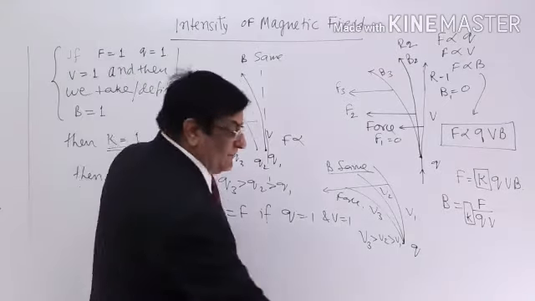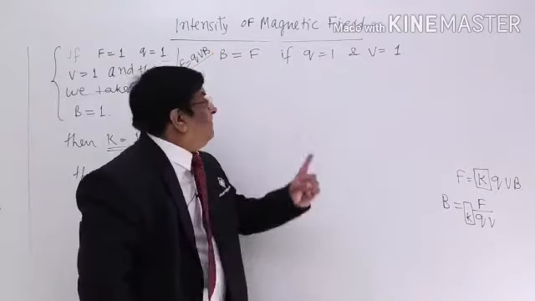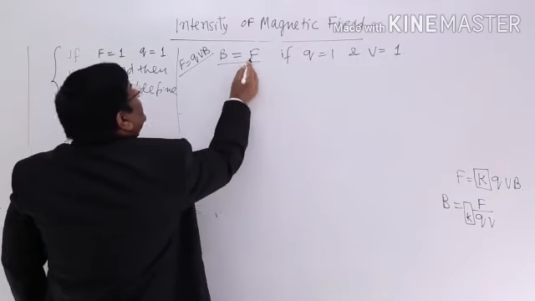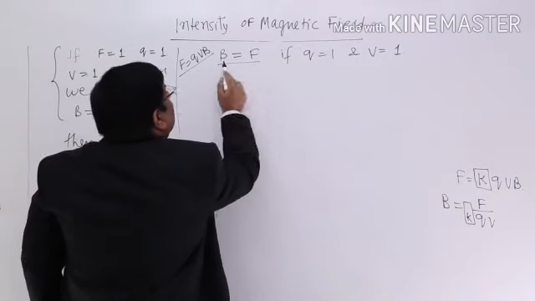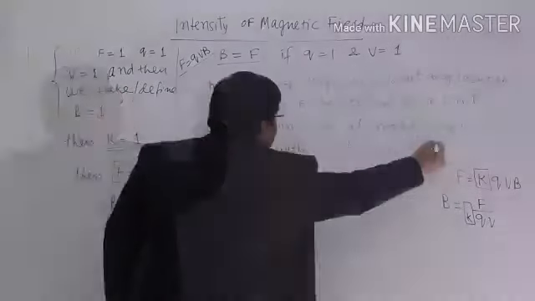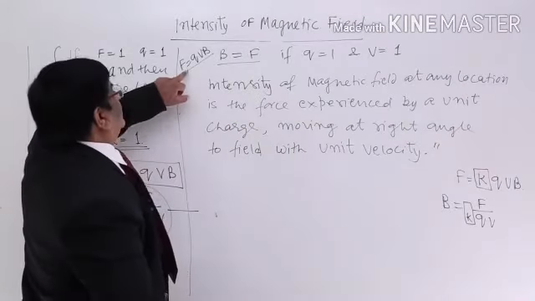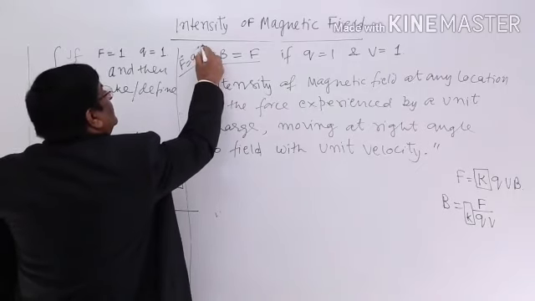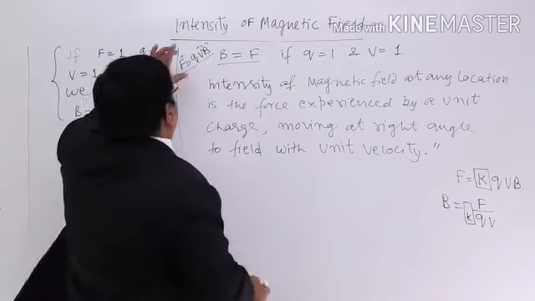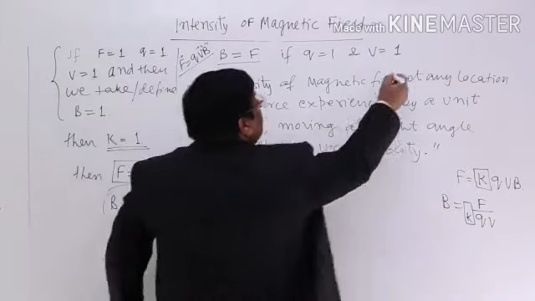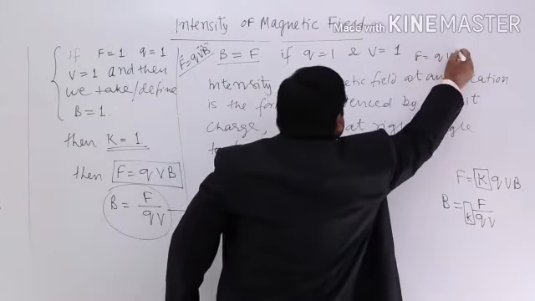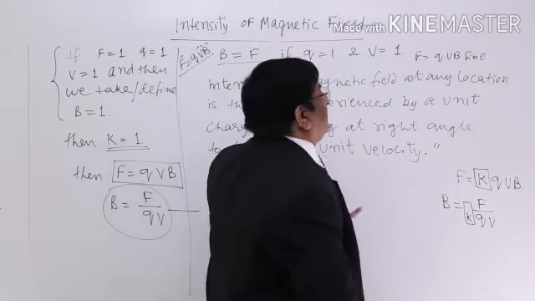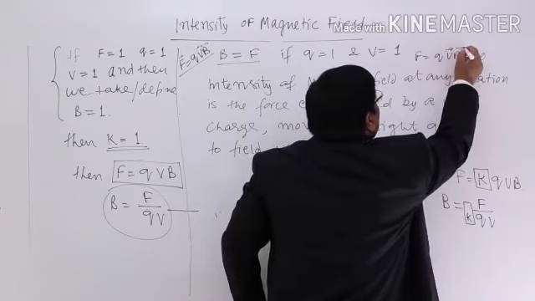So I will write it for you. In F is equal to QVB, B is equal to F. And this gives us the intensity of magnetic field definition. I will write it. This formula, please see, F is equal to QVB. This is actually F is equal to Q V cross B. If we write the complete details of it, this will be F is equal to QVB sine theta. Now, what is this theta? Theta is the angle between velocity and magnetic field.